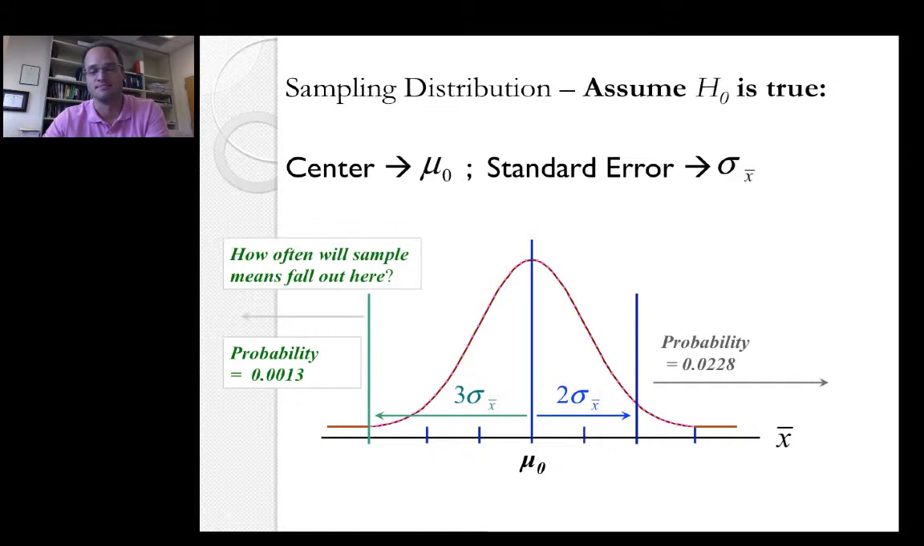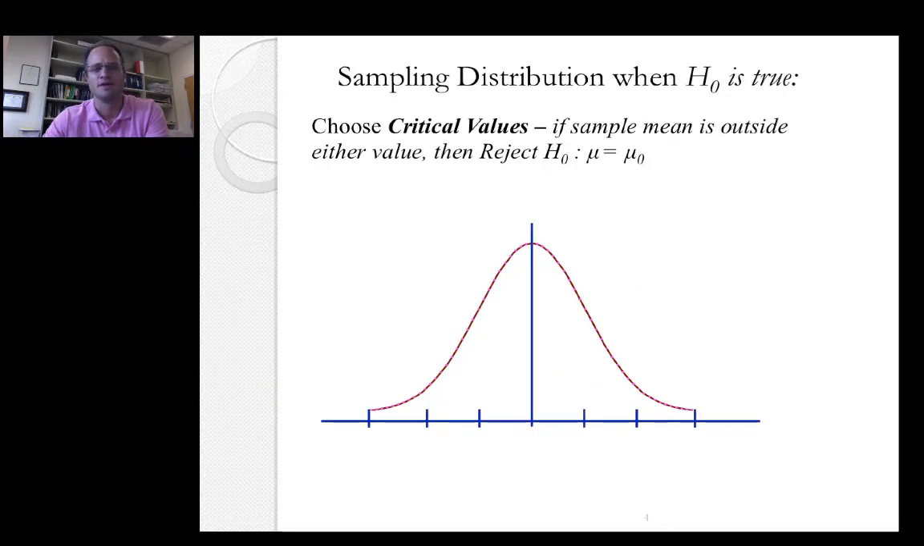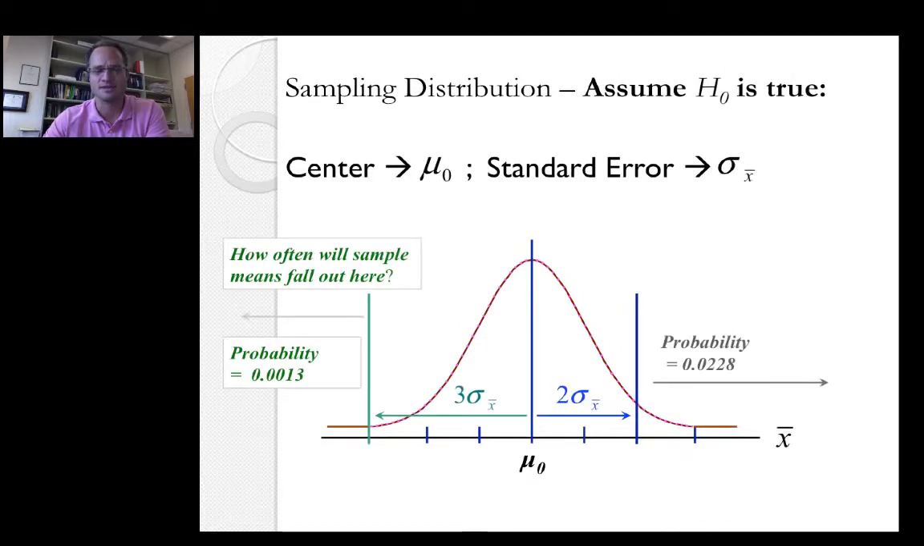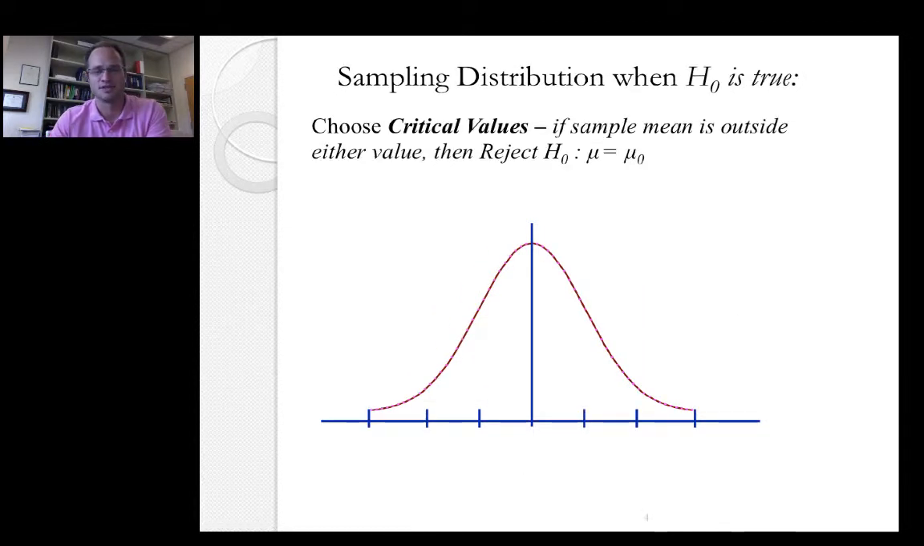What I'm illustrating here is the likelihood of sample means falling out into these tails given a population mean equal to that hypothesized value. So it's possible to be out there, but we know the likelihood of being out there, okay? And in these two cases, it's fairly low. So these tails that divide this distribution, on the left-hand side 0.0013 and on the right-hand side 0.0228, can be likened to these critical values that we discuss in this slide.